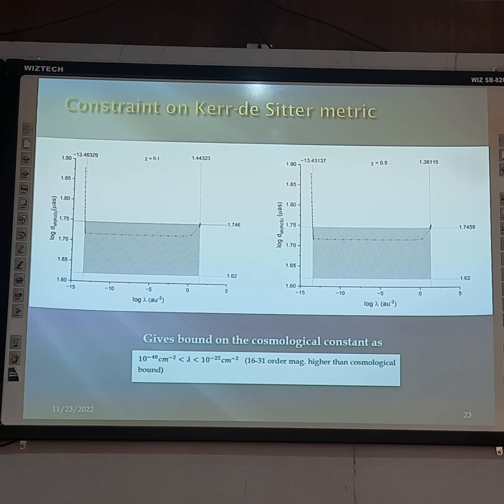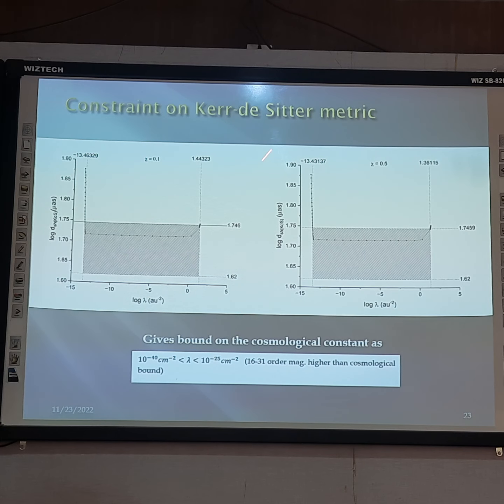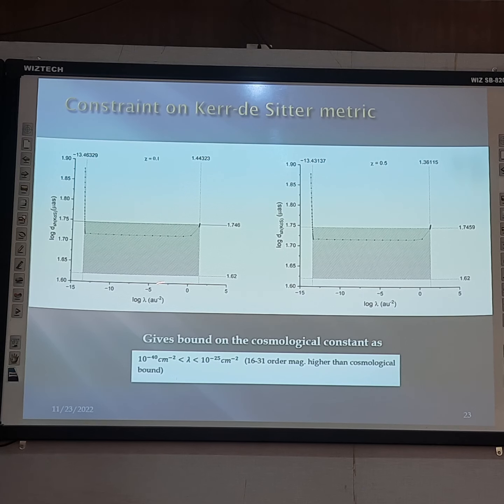Next is the Kerr-de Sitter metric. The astrophysical black holes are Kerr black holes, but if we have a dark energy background or a de Sitter background, then we have to consider the black hole embedded in a de Sitter background. So again, we have plotted the shadow diameter versus the cosmological constant that appears in the Kerr-de Sitter metric. And again, this rectangular shaded box is the allowed region of the cosmological constant.